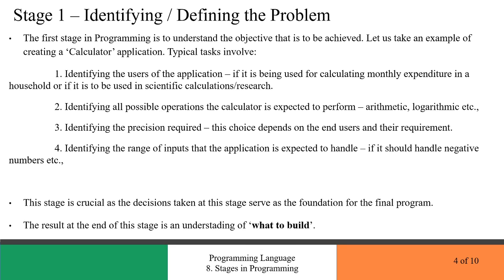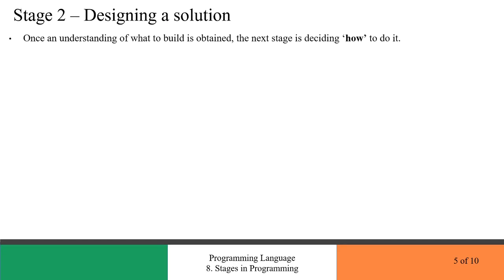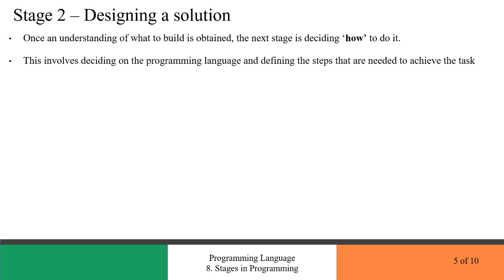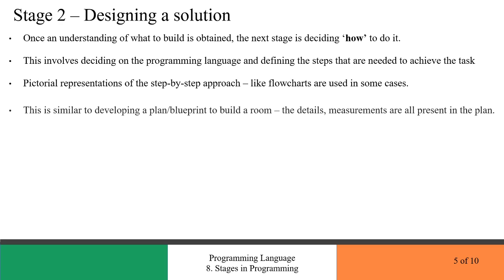Let us proceed to the next stage. The next stage involves designing a solution. As part of our earlier stage, we had an understanding of what to build. This stage involves deciding how to do it. This involves deciding on the programming language and defining the steps and the overall approach that is required to achieve the objective. Pictorial representations of the steps of the approach using flowcharts are used in some cases.